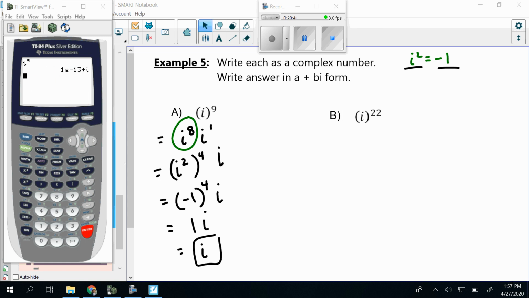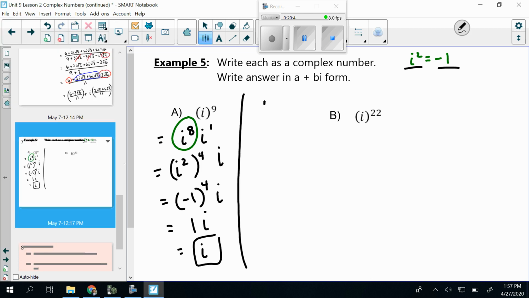Okay, let's try one more with odd. Let's say we had I to the 103rd power, for example. What would that be? So let's do the same thing. You would take the biggest part of that that's even, and then take out one I. So this would be I to the 102nd power times another I. Now, how many I squareds would that be? Well, if we take 102 and divide it by 2, that would be I squared to the 51st power times that additional I.